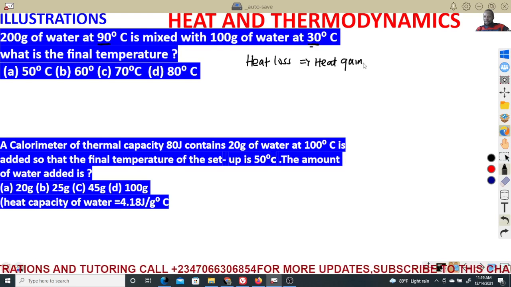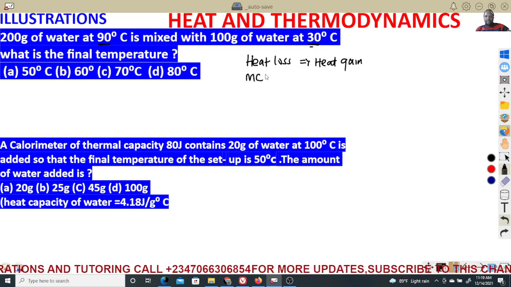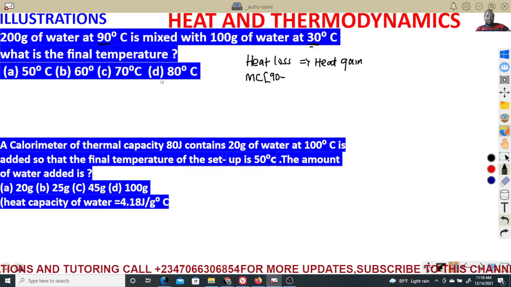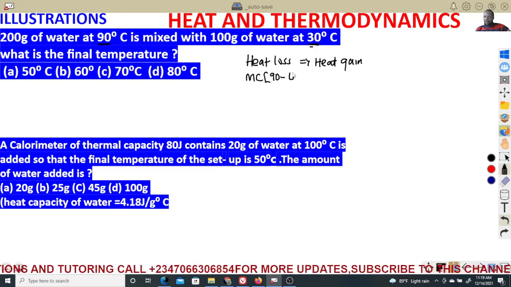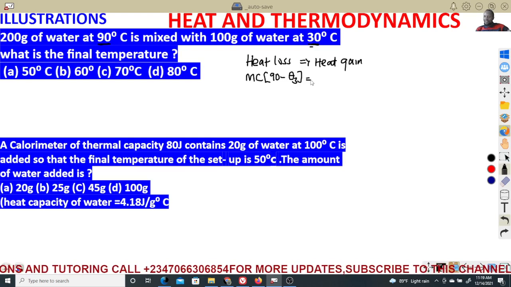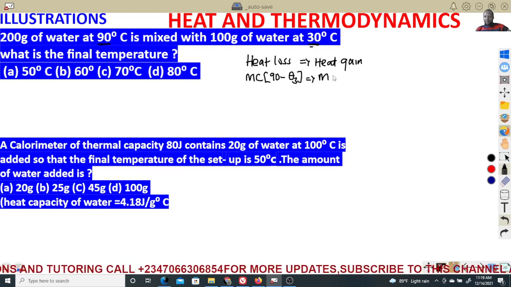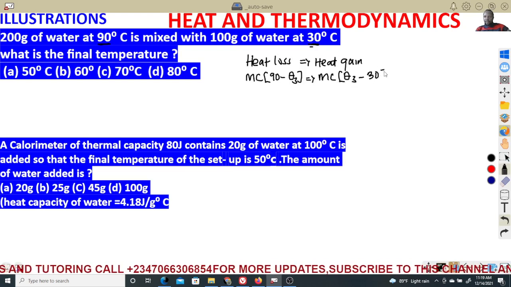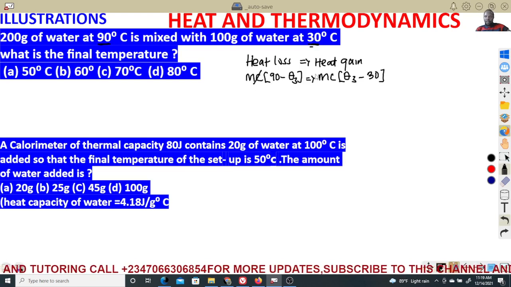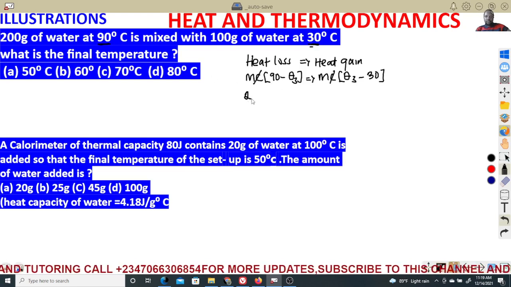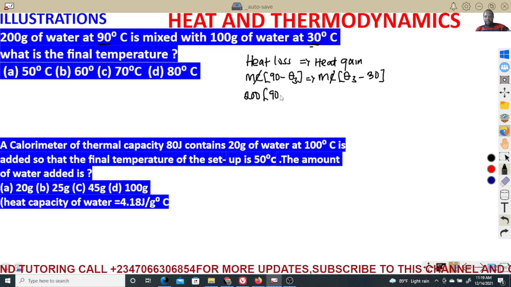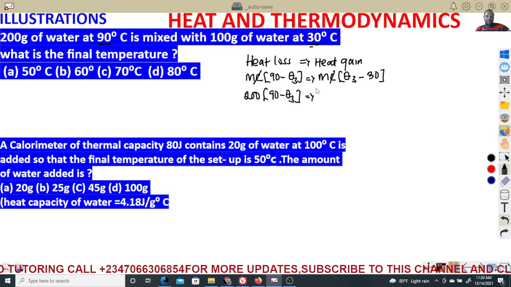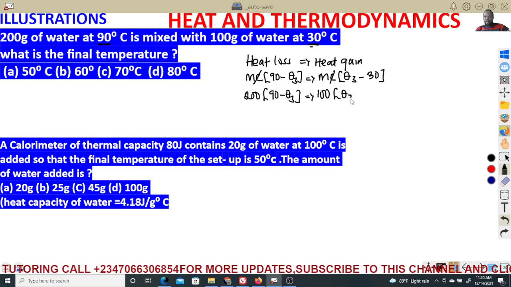From conservation of energy, we've talked about that. Heat loss is always mc change in theta. The one that loses it is the one at the higher temperature, that is 90 minus the final temperature, which we can call theta 3. The one that gained it is the 100 grams of water, so final temperature minus 30. They have the same specific heat because it's water, so c cancels out. The masses: 200 times (90 minus theta 3) equals 100 times (theta 3 minus 30). Or let's just write x if you have issues with theta 3.